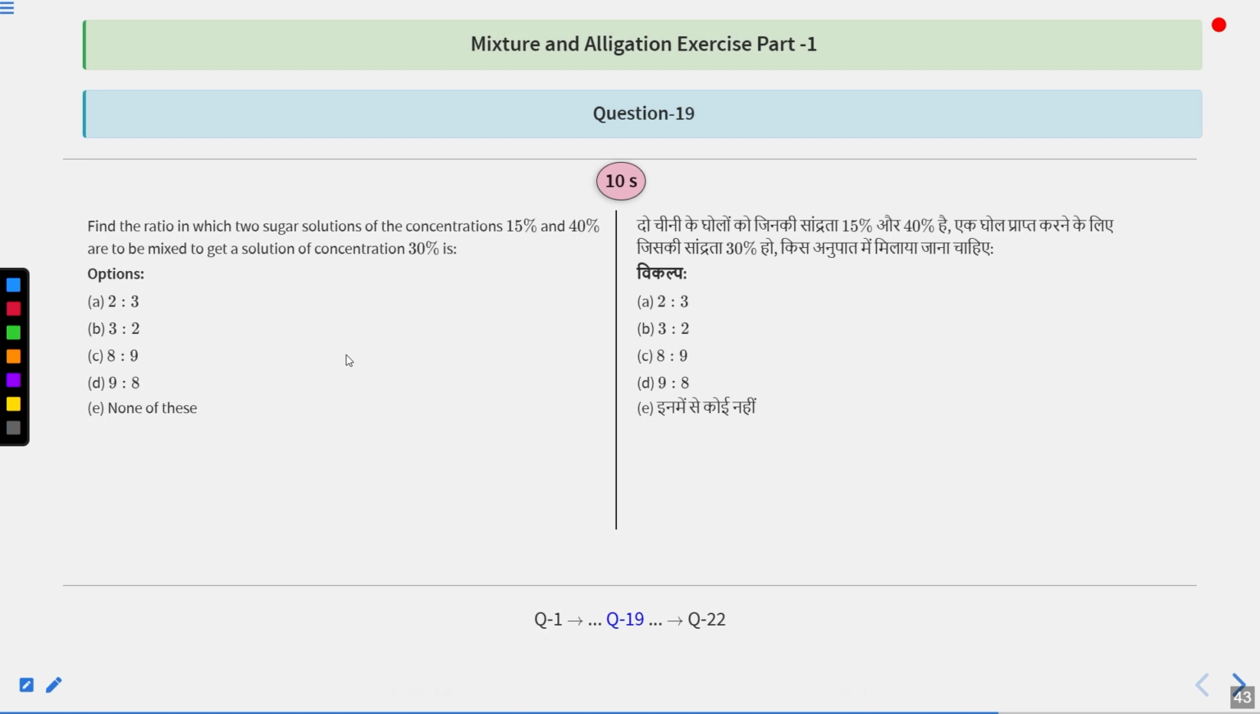Next one. Find the ratio in which two sugar solutions of concentration 15 and 40 are to be mixed to get a solution of concentration 30%. You have 5 options and 10 seconds to analyze the question. Your time starts now.